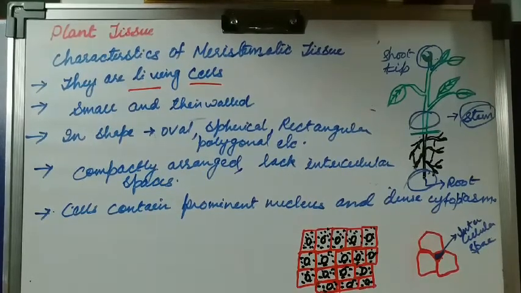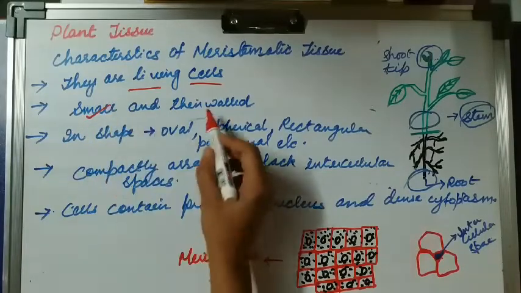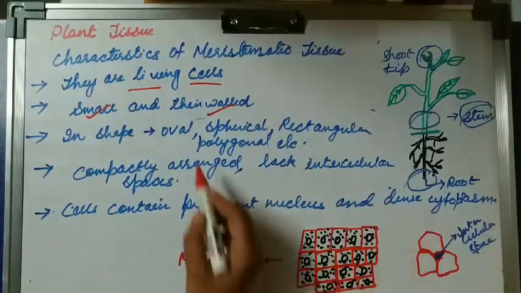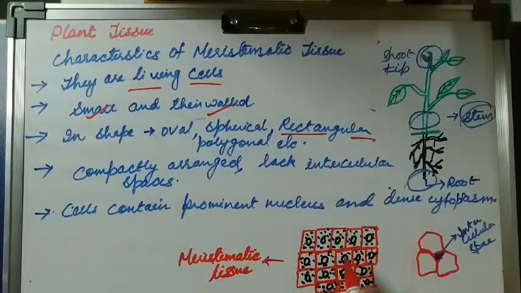Cytoplasm, you already know, is a jelly-like fluid substance. So this is basically the structure of your meristematic tissue. It is made of small cells with thin walls. In shape, it can be any; I have taken a rectangular shape. The cells are compactly arranged, very tightly arranged.